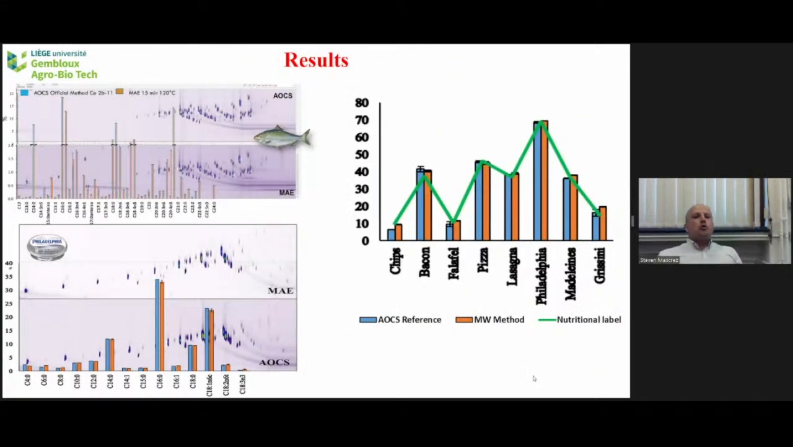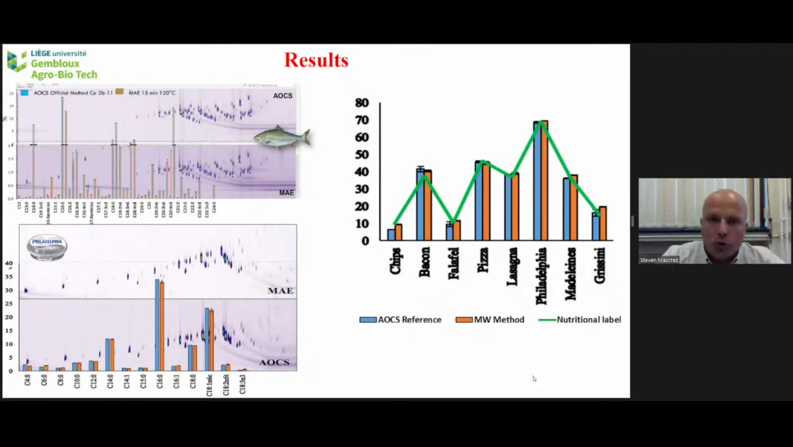To show you a global idea of the robustness of the method, we applied the final method to different kinds of matrices, more or less complex, more or less fat or a bit aqueous, as you can see: fish oil, Philadelphia, some pizza, lasagna. We ground all the solid samples, and then we compare all the profiles to what we obtain always with the same reference. And as you can see, for the ones I show you, with the fish oil or the Philadelphia, we didn't obtain significant difference between all the profiles.